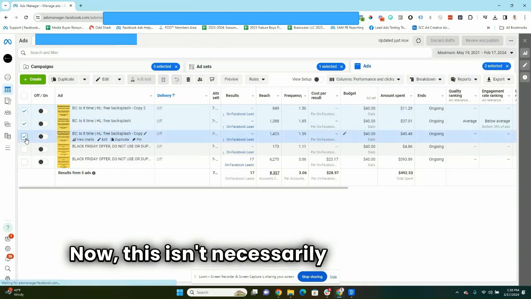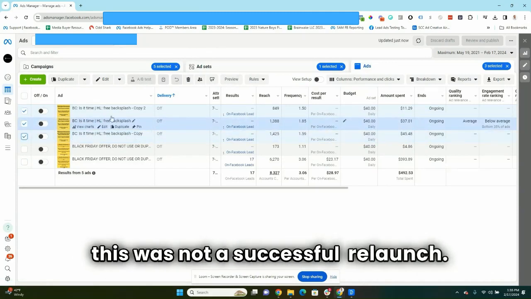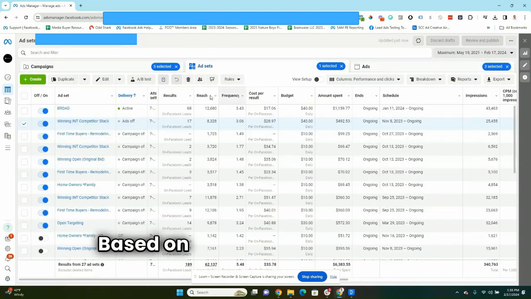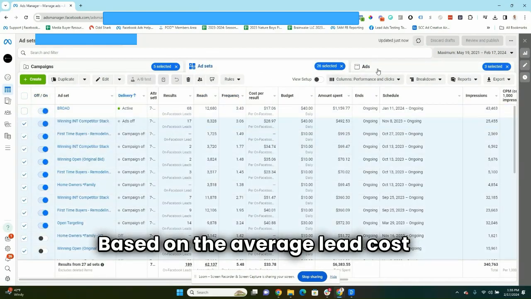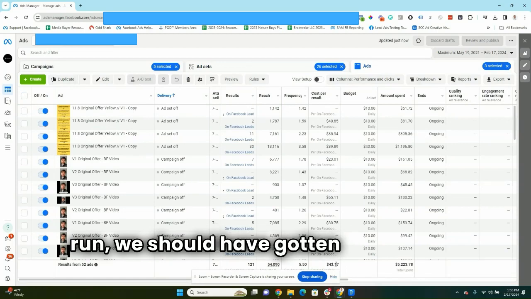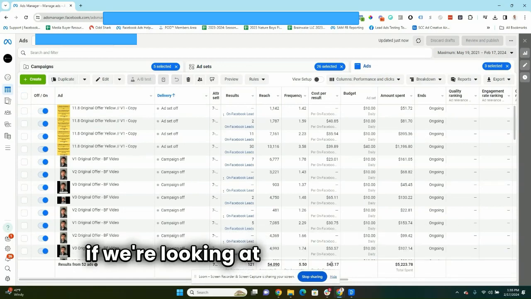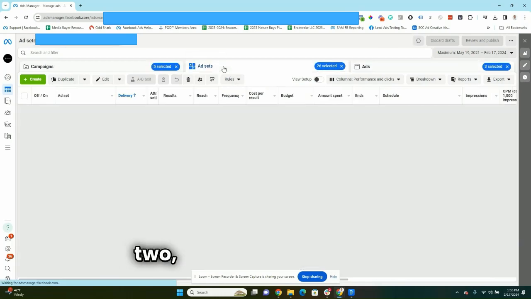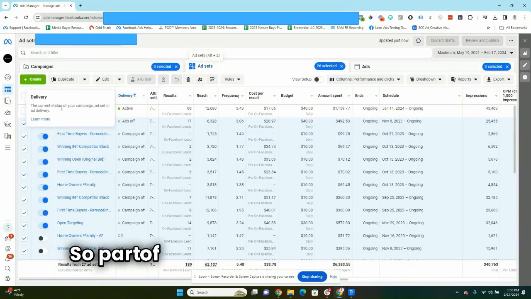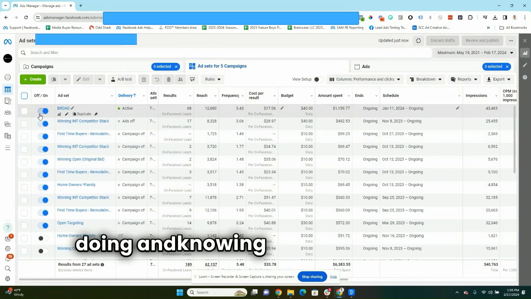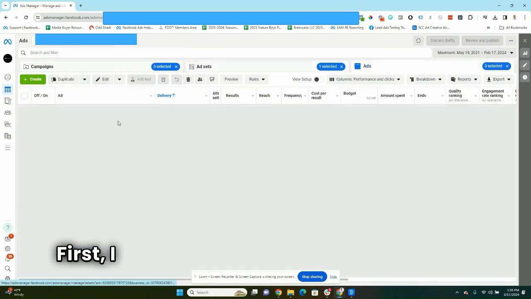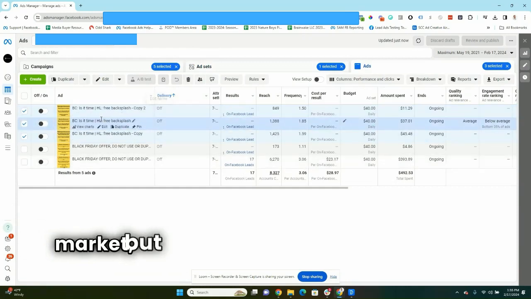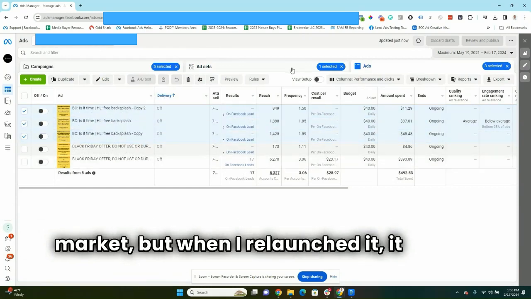Now, this isn't necessarily the twist, but this was not a successful relaunch. These were all ones that I did over $90 in spend and not a single lead. Based on the average lead cost of everything I'd run, we should have gotten at least 2 leads. If we're looking at over $90 in spend, 2 leads at $43 each. Yeah, we spent enough to get 2, but we didn't get any. So part of it is patience in what you're doing and knowing what am I going to test first. I saw that $23 leads are viable in this market, but when I relaunched it, it did not work.